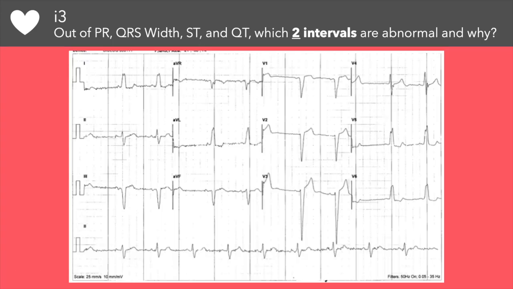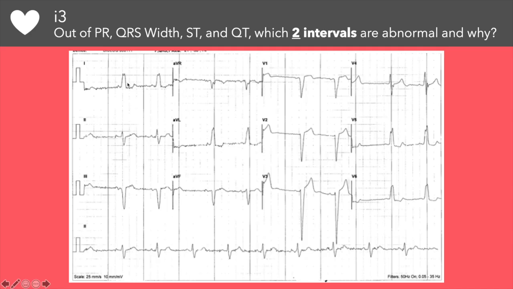I3. Out of PR, QRS with ST and QT, which two intervals are abnormal and why? PR looks okay. The QRS is widened, but why is it wide? Because there's a left bundle branch block. Notice the left bundle branch block morphology with the rabbit ears in the left precordial leads, kind of bunny ears, and a deep S wave in V1 to go along with that. This is consistent with left bundle branch block.